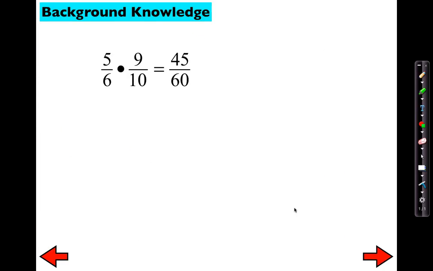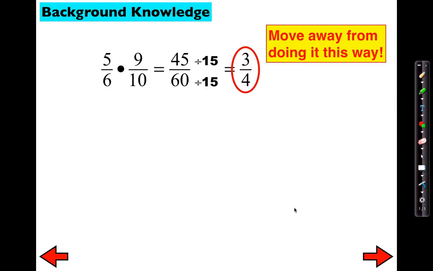So, background knowledge, okay? Before, when we are multiplying fractions, we just multiply straight across and then we check if we can reduce. In a problem like this, hopefully you recognize that the lowest common multiple is 15, leaving you with 3/4. Now, why is that an issue? Well, some of you may not see that the lowest common multiple is 15. So that would be an issue because your answer would not be reduced. So what should you do instead?